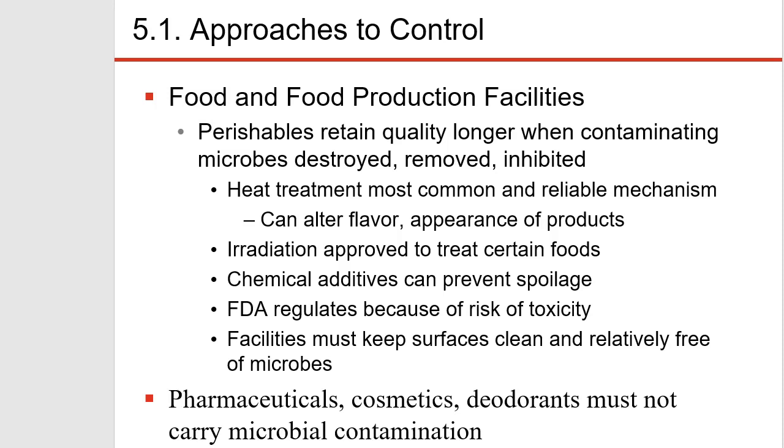All right, approaches to control. I'm tongue-tied over here. Food and production facilities. Perishables, we know, retain quality longer when contaminating microbes are destroyed, removed, or inhibited. When you look in the refrigerator, you can tell what has a longer shelf life. You notice what doesn't have a long shelf life because it starts to mold pretty quickly. And that is because microbes, which include viruses, bacteria, and fungus, start to grow on it.